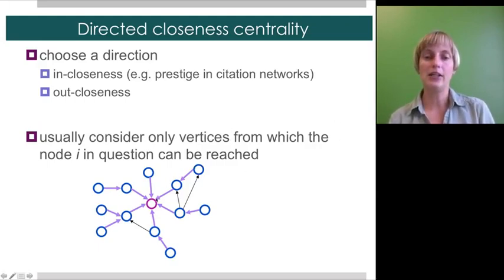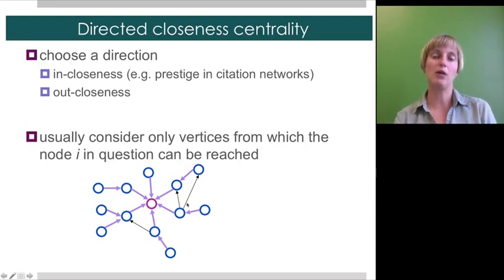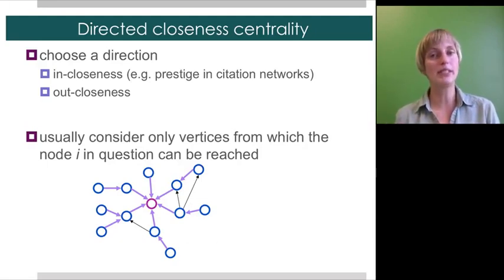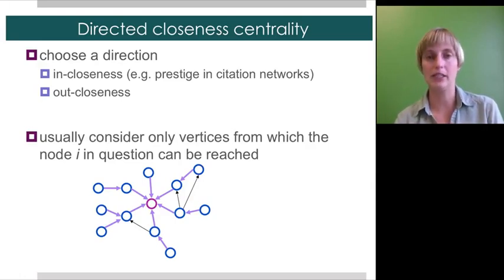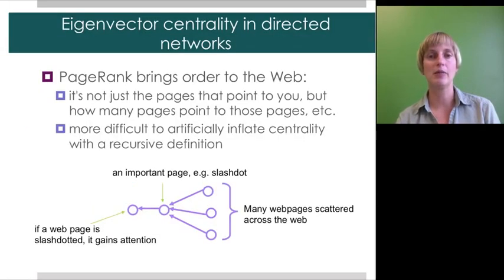And here, the input domain is going to be all the nodes that can reach you. And the question is going to be how many hops does it take? And the output domain are all the nodes that you can reach in an outward fashion. So again, it's very easily extended.